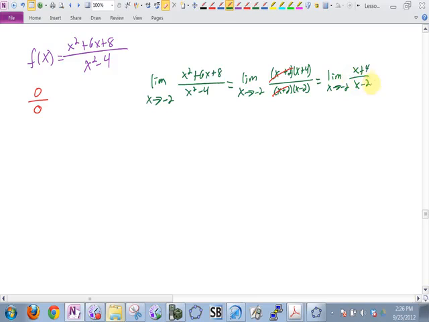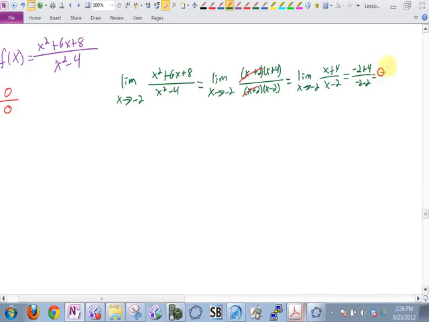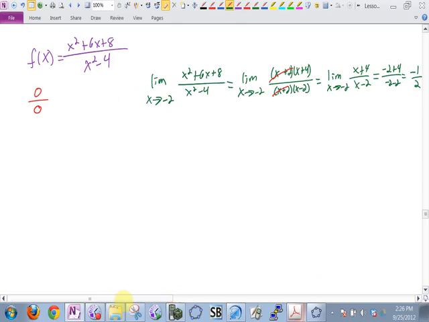How do I evaluate that limit? Direct substitution. Negative 2 plus 4 over negative 2 minus 2. The answer is negative 1/2. So what type of discontinuity did this graph have at negative 2? It was a hole. Make sense?